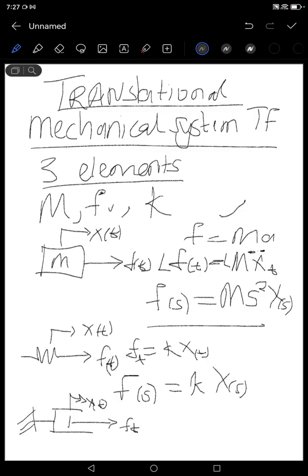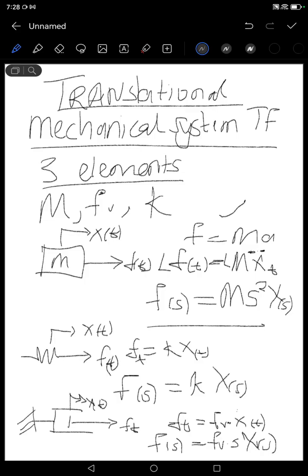So here, the formula for the damper: f of t equals the damper, which we represent with fv, multiplied by the velocity x dot of t. When we introduce Laplace on both sides, we're going to have big letter F of s equals fv, and since it's velocity, we multiply by s X of s like this. So for the damper, this is how it looks.